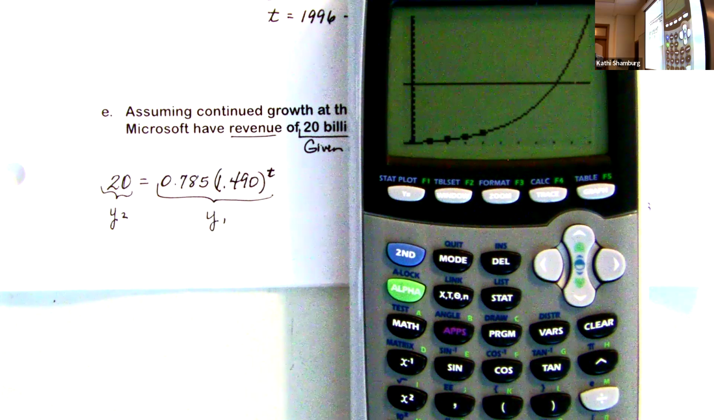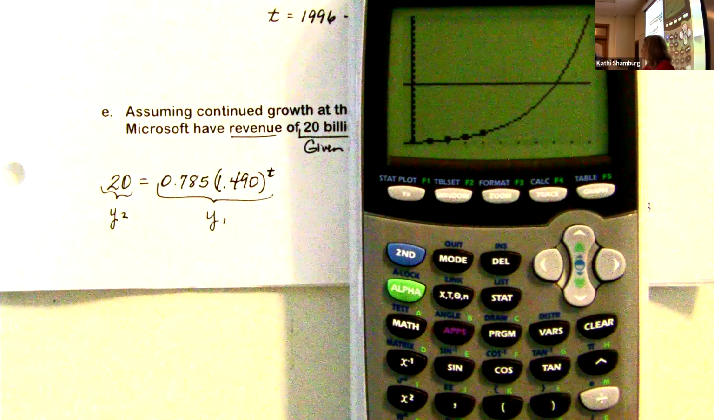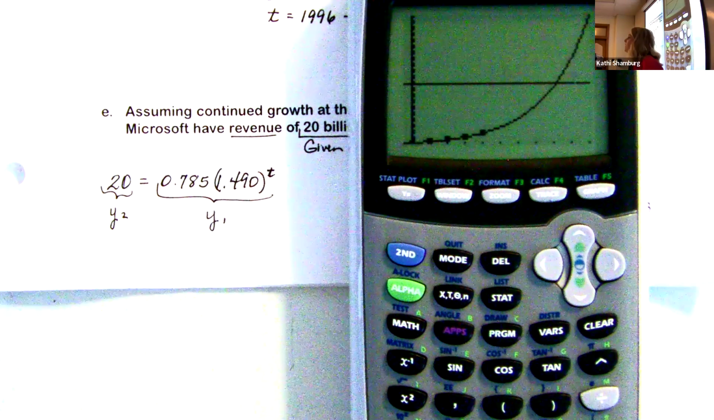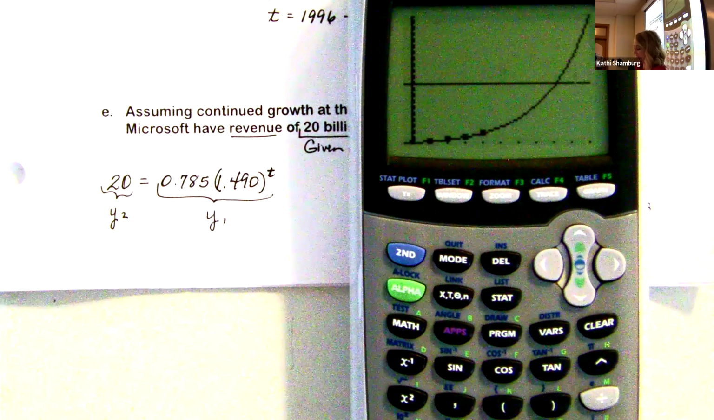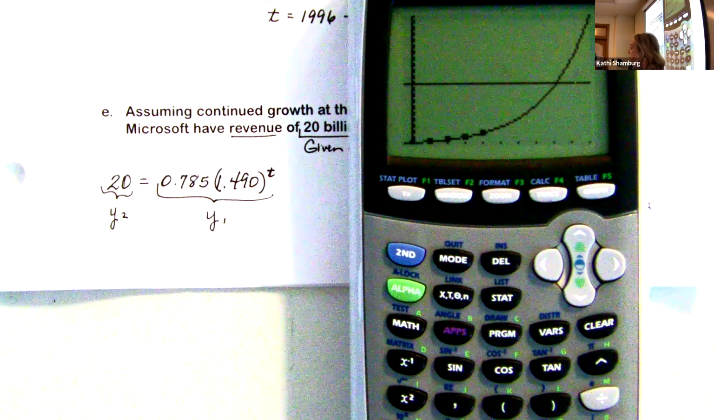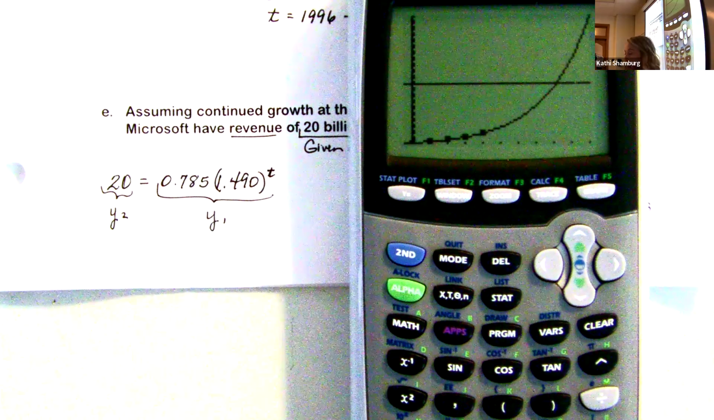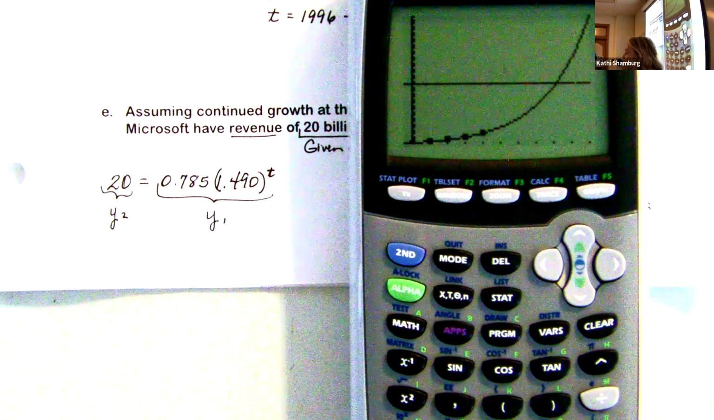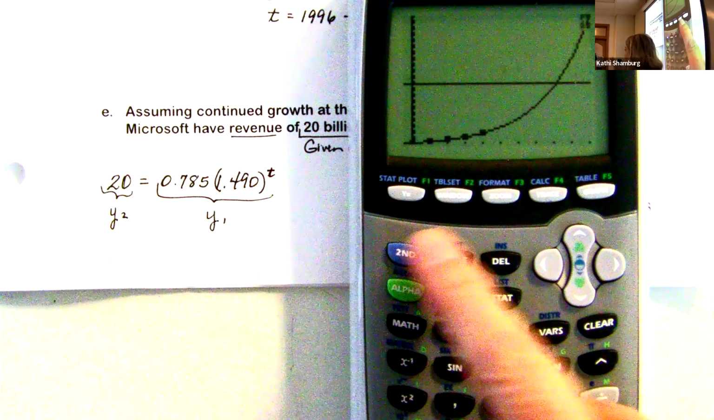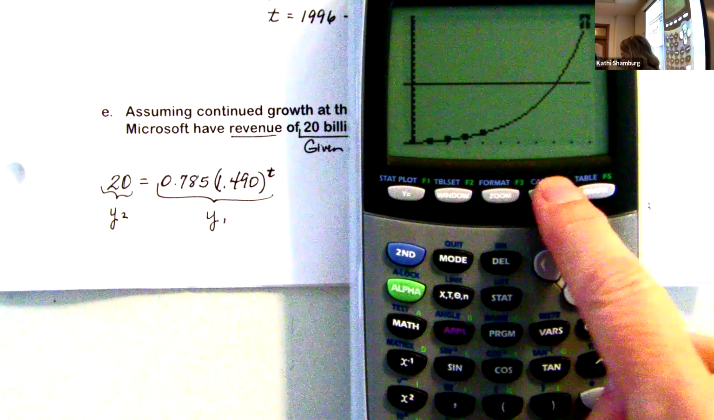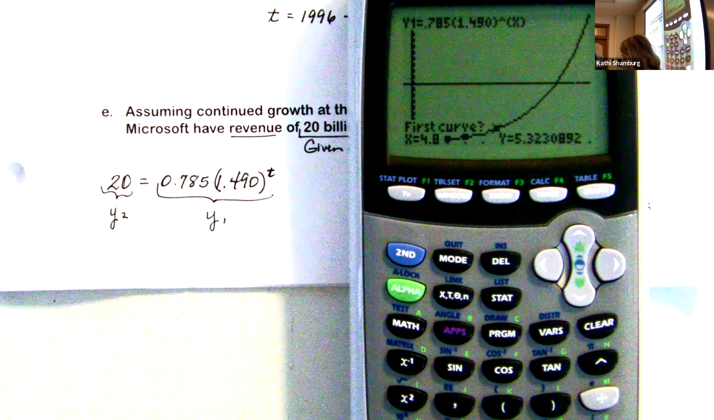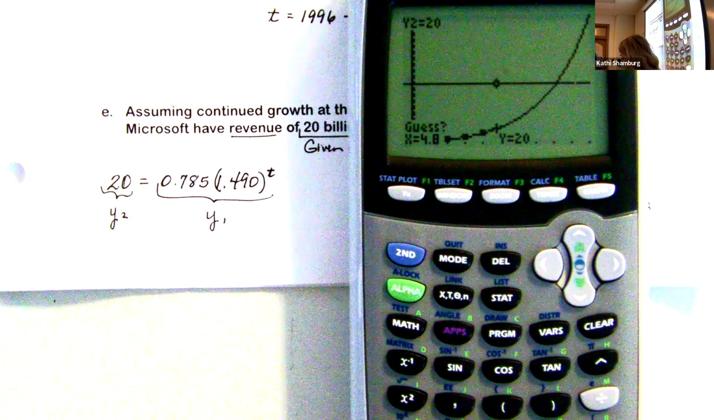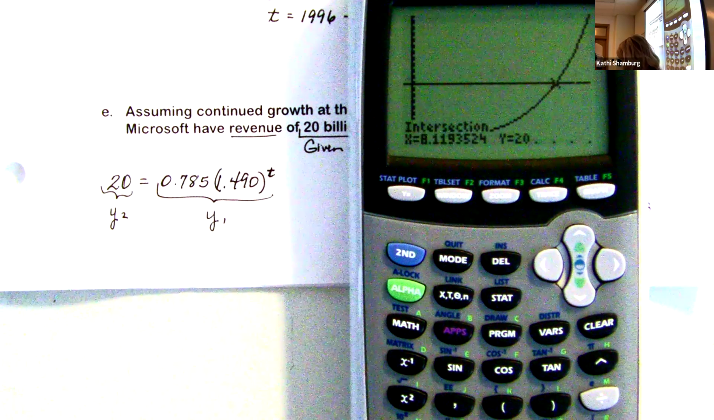All right. Okay. So once you can see that intersection, now I need to find the values at that intersection. How do we do that? Second trace or second calc, same thing. And then we want 5. And then this is where you hit enter, enter, enter, and then you get the intersection.